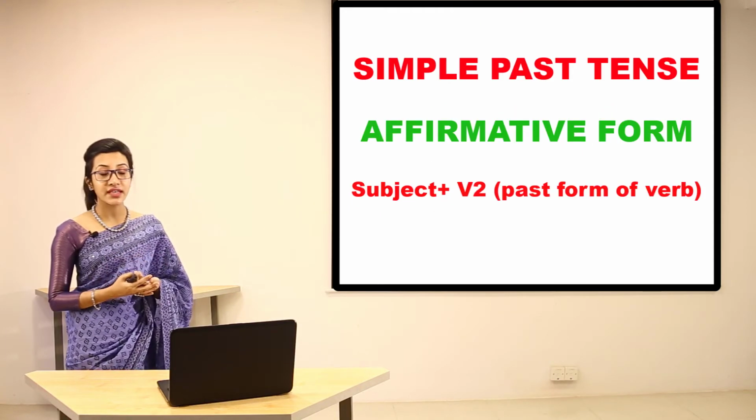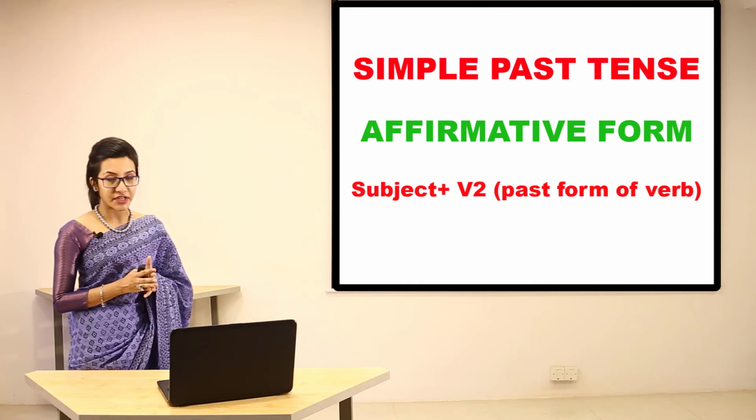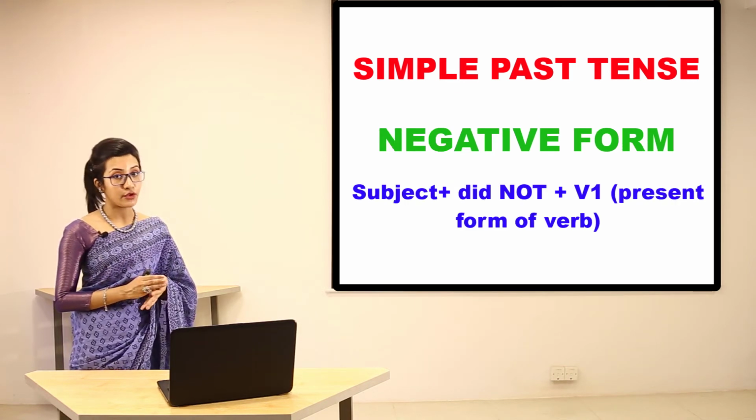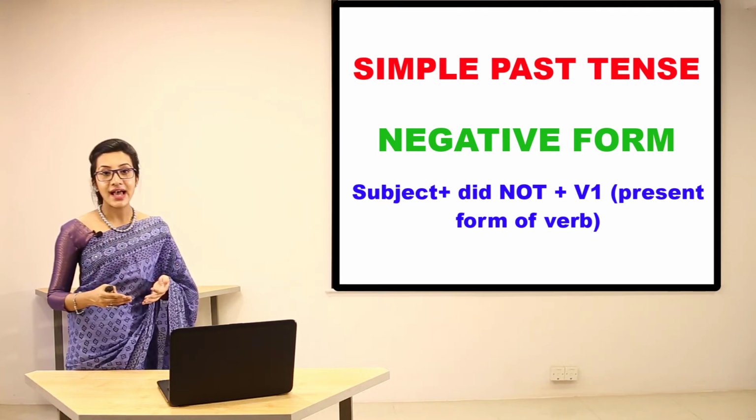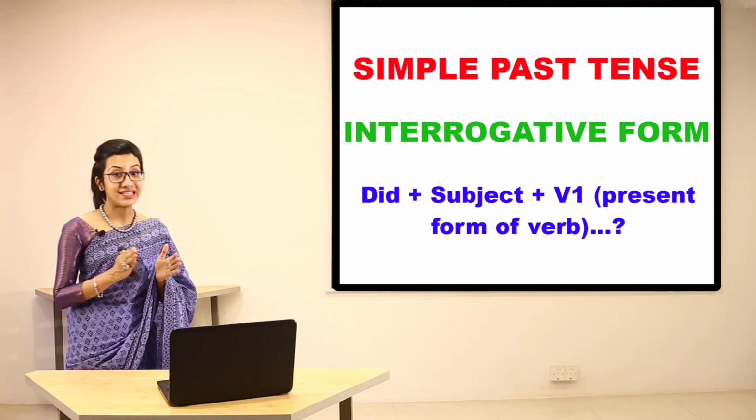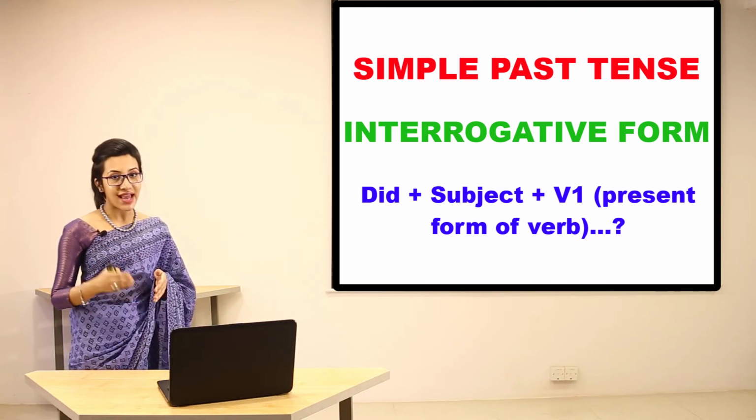I'm repeating it once again. If you want to make it affirmative, use the subject and the V2 form. If you want to make it negative, use the subject, did not and V1 form. If you want to make it interrogative, use did, then the subject and the V1 form.